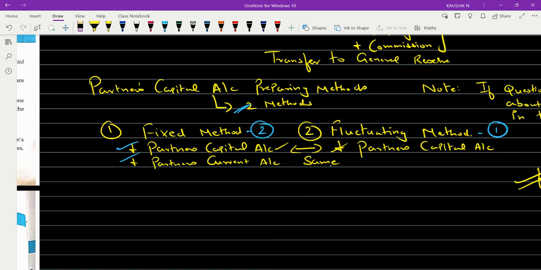As I already mentioned, in both these accounts you find one thing common: partners' capital. But please, these two partners' capital accounts are not one and the same. They are entirely different. The format of the partners' capital account under the fixed method is entirely different from the one we are going to prepare under the fluctuating method. Probably one or two items can be the same, but not the entire format. So please don't get misunderstood. Read the question and then take a call.